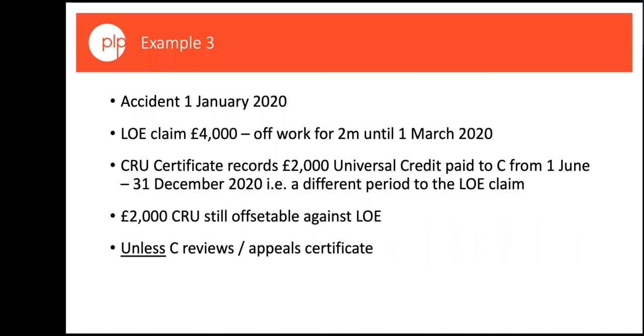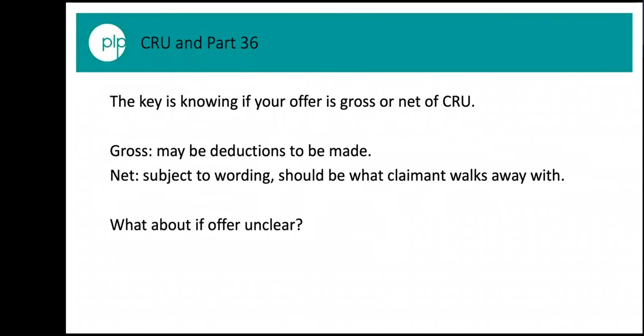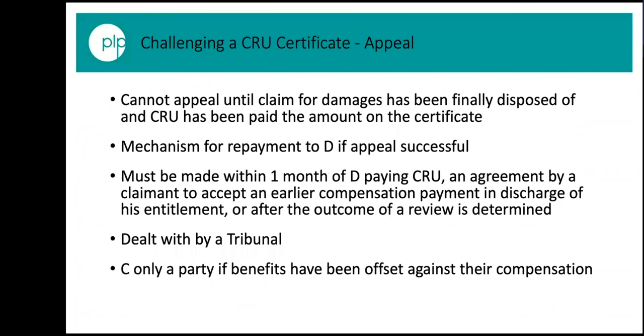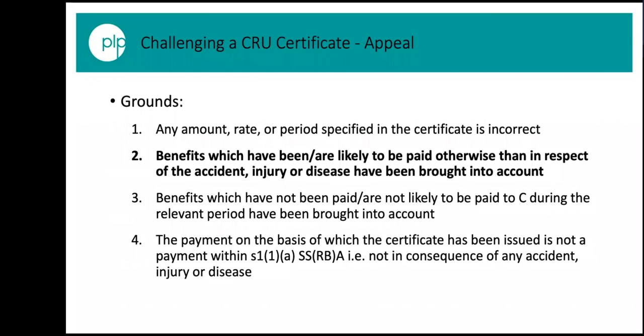Here, we had a situation where a claimant was in a position where £2,000 of CRU referable to a period of loss of earnings not accident related was offsettable. Now, you can see how an appeal, just go back to this slide, under the second ground could be an option here on the basis that the benefits which were paid to the claimant for that period off work weren't actually paid in respect of the accident.